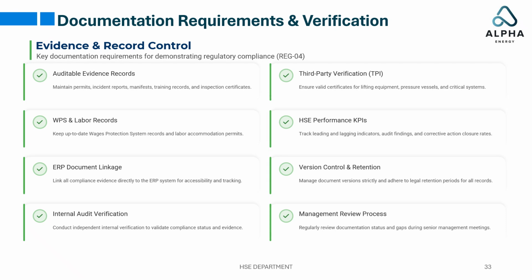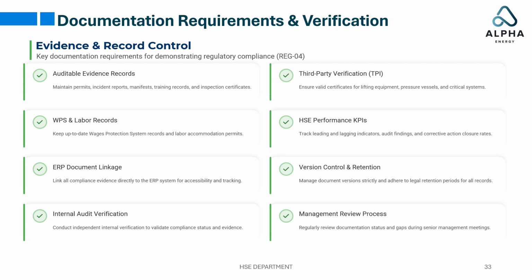Compliance performance is further monitored through HSE performance KPIs, which track leading and lagging indicators, audit results, and corrective action closure rates to measure overall compliance effectiveness. To ensure accessibility and traceability, all compliance evidence should be linked to the ERP document system, allowing easy retrieval and monitoring of records. Strong version control and retention management must also be applied to ensure that documents are updated, controlled, and retained according to legal retention periods.